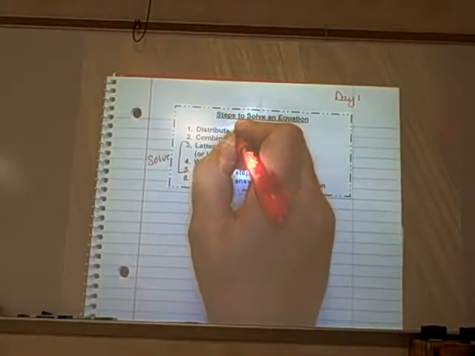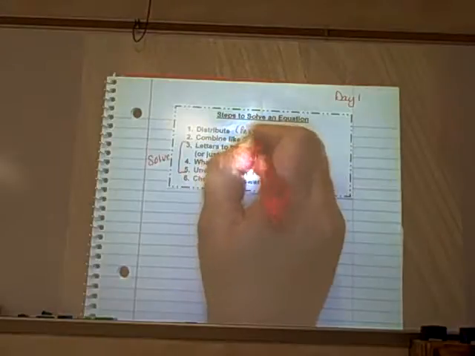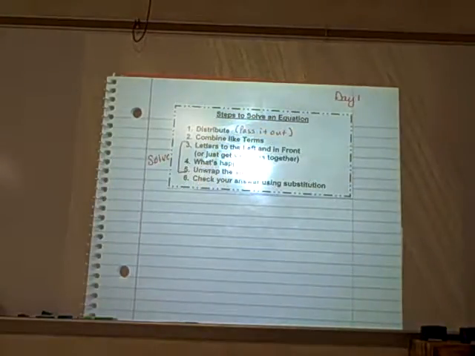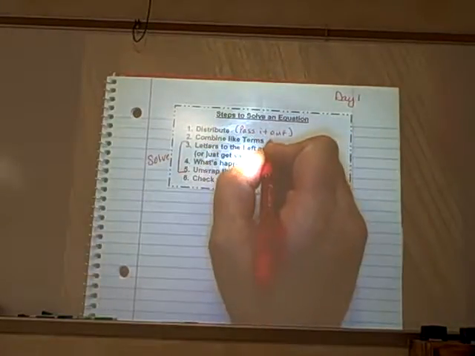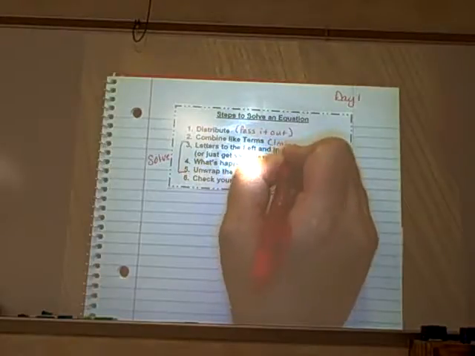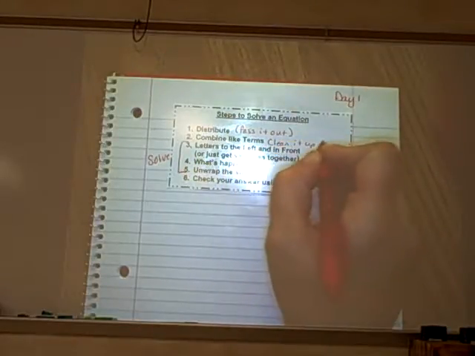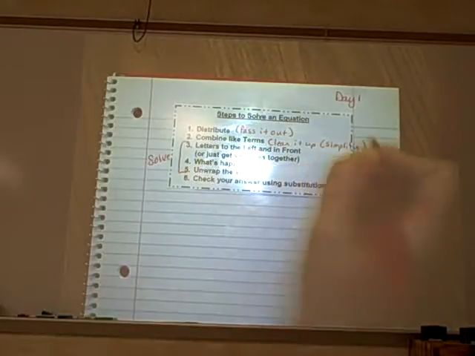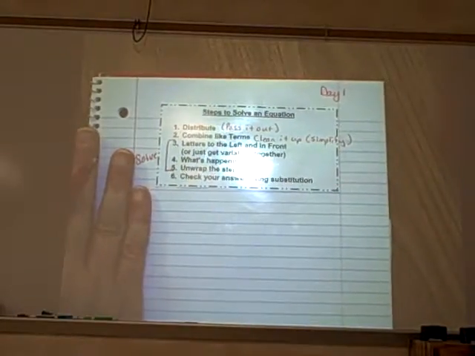Okay, distributing is called pass it out. That's when there's a number in front of the parentheses. If you see parentheses in your equation, you know you have to distribute because you have to get rid of those parentheses. Combining like terms, I like to call that clean it up. Some people just say simplify. I say clean it up, but you can put simplify there if you want.